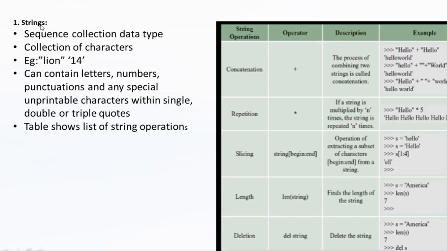So let's see this in detail. What is string? String is a sequence collection of data types. It has a collection of characters. Anything you enclose within quotes, single quotes or double quotes, it will be taken as a string. Even 14 is taken as a string because I enclose it within single quotes. Strings can contain not only alphabets, they can have numbers, punctuations, and special unprintable characters. Anything, even a keyword, if it is enclosed within these quotes, single, double, or triple, it will be taken as a string.